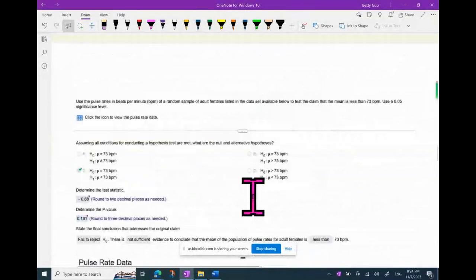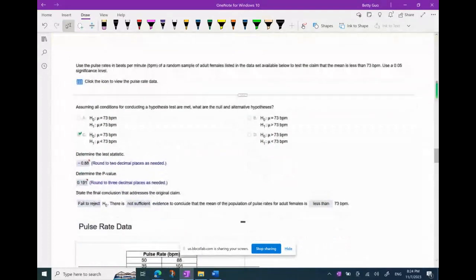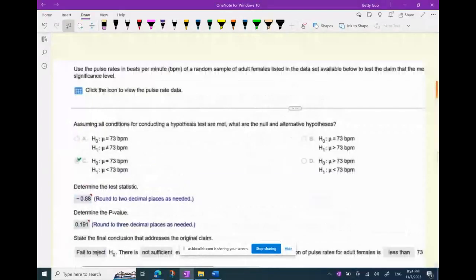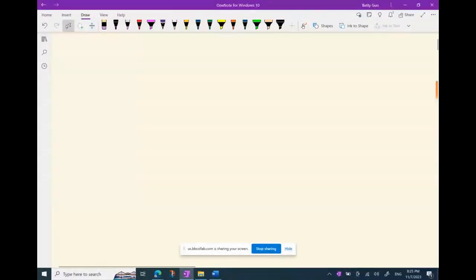Next, this one is so small. Let me make it bigger. Okay, use the pulse rates in beats. Oops. Yeah, when I try to zoom in, where did it go?